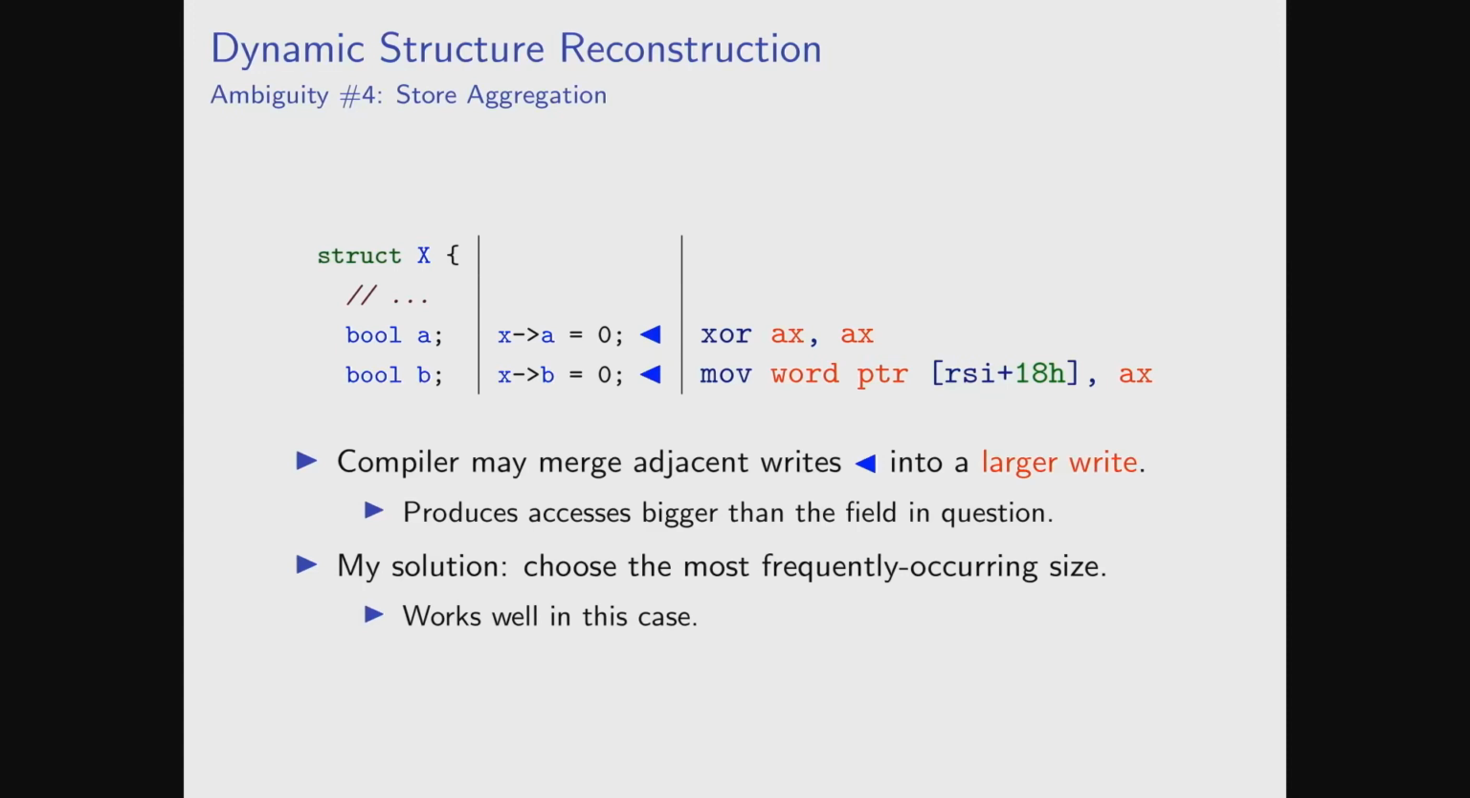So whereas the previous optimizations that we saw can lead to smaller accesses at a given location, this one can actually lead to bigger accesses at a given location.